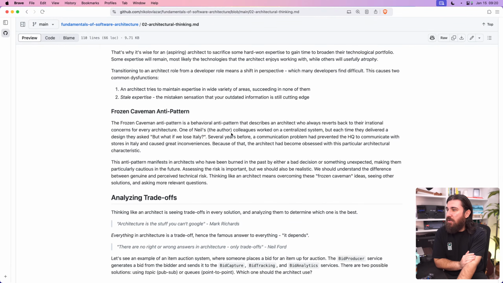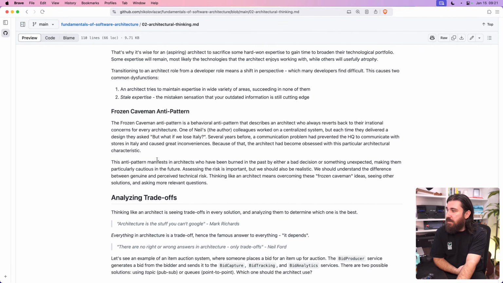But because the colleague was burned in the past by that mistake, he keeps asking, but what if we lose Italy? That means Neil's colleague is focused on that characteristic, which might not be applicable in the current project, right? In that case, it's a centralized system. There's no Italy networks. Yeah, assessing the risk is important, but we should also be realistic.